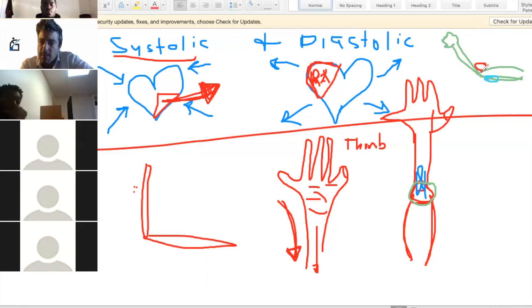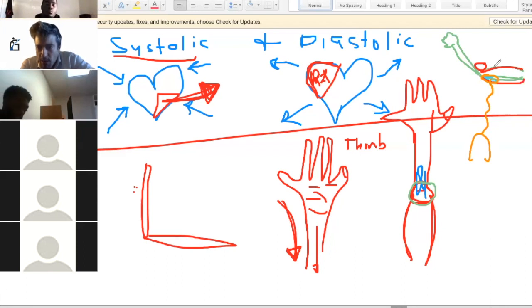Actually, if this is my bicep muscle here, I'll take the stethoscope. Now I'm looking sideways at my arm. I'll put the stethoscope right there, at the base of my bicep. So that's where the stethoscope goes. And I'm listening into the earpieces here. This is where my ears are.